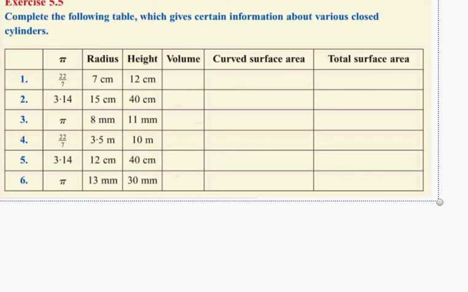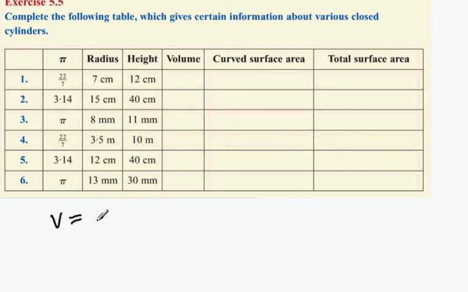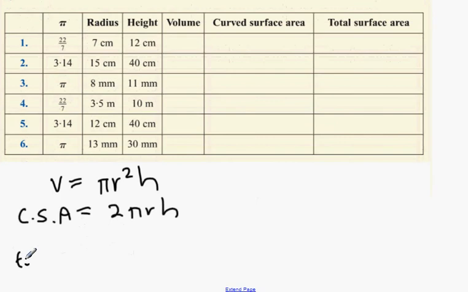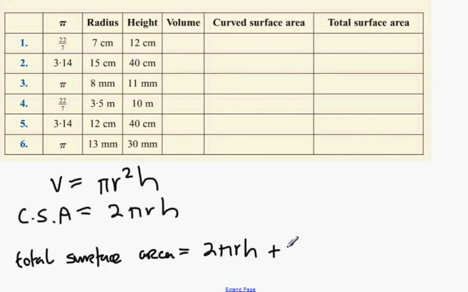They'll go complete the following table which gives certain information about closed cylinders. Okay, now the formulas for the cylinder: the volume is pi r squared h. The curved surface area, or CSA, is 2 pi r h, and finally the total surface area is going to be 2 pi r h plus pi r squared plus pi r squared.